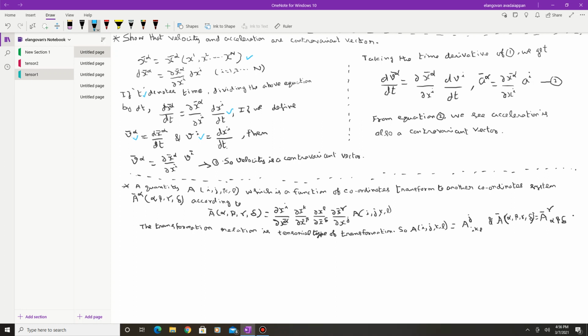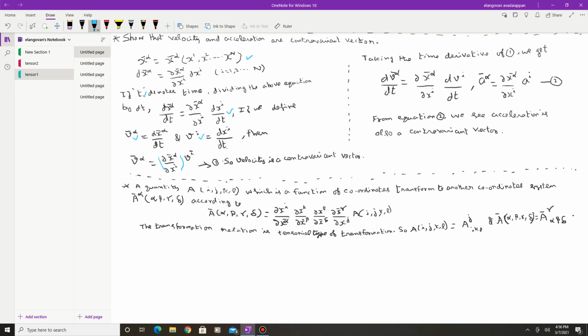From this transformation, looking at the transformation, it suggests that vi and v alpha bar are contravariant vectors. You just check the transformation. The transformation relation tells you whether the components are contravariant or covariant.